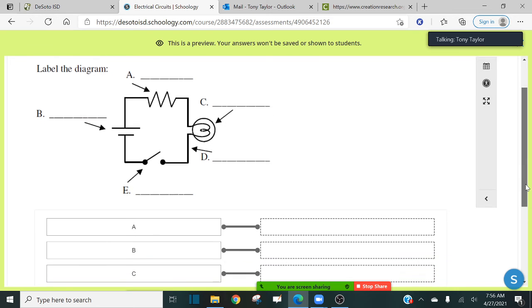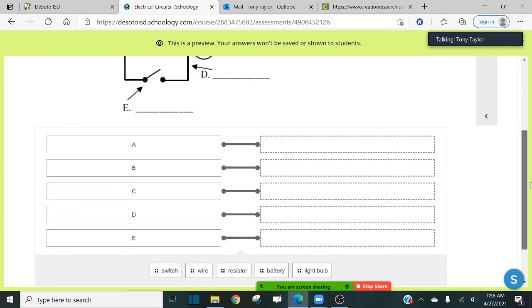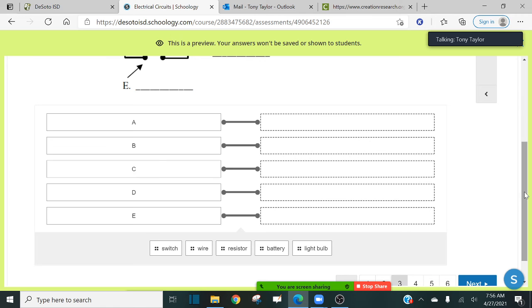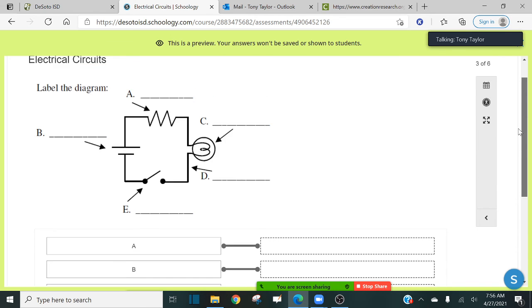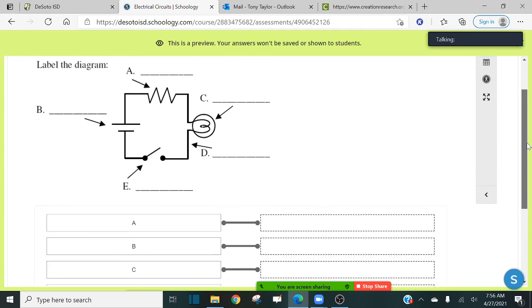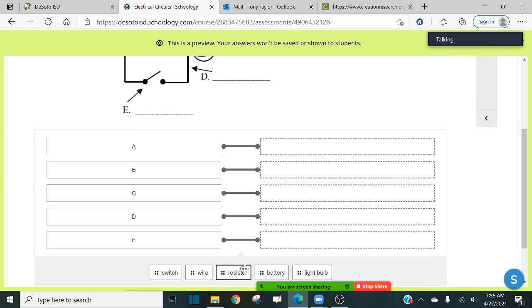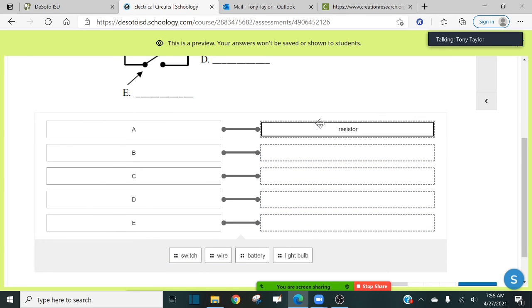Okay, so label the diagram here. So guys, we have a simple circuit diagram. Let's label each of these components. Let's start with A. Remember what I said? Anytime you see this squiggly line here, that represents a resistor. That represents a resistor. So A is our resistor.